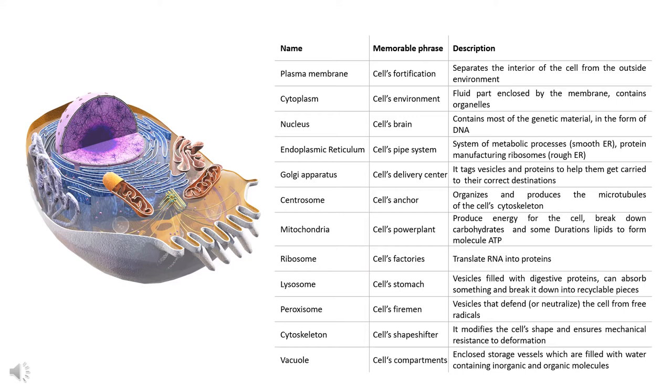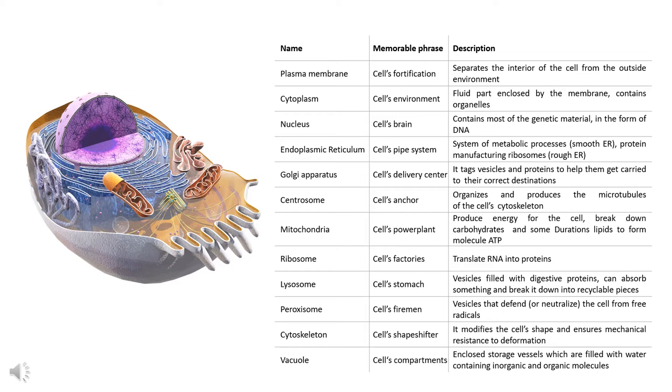A cell is a living body, but how does it function? Every living organism has a brain. What is the brain of the cell? That is the nucleus. Most of the nucleus consists of genetic material in the form of DNA. That is the brain. Then comes the endoplasmic reticulum. It's a cell pipeline. Communication happens through it. It is a system of metabolic processes, that is smooth ER, and protein manufacturing through ribosomes, that is rough ER. So it is basically a cell pipeline.